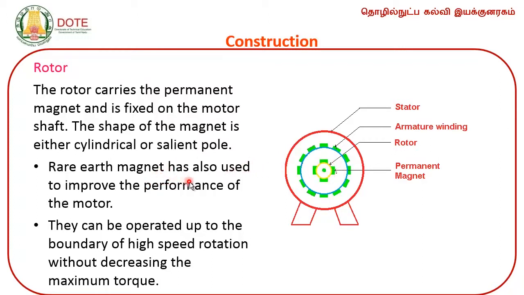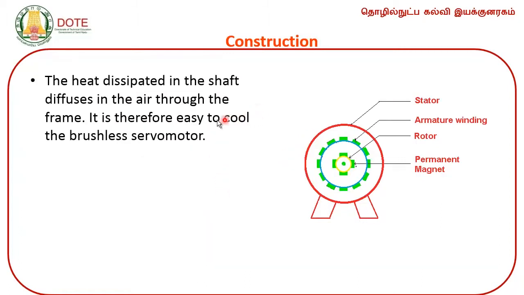Rare earth magnets are also used to improve the performance of the motor. They can be operated up to the boundary of high speed rotation without decreasing the maximum torque. A cylindrical type will give you very good speed rotation. The heat dissipated in the shaft diffuses into the air through the frame because it has gaps in between. A salient pole is a projected one which has gaps in between, so the air heat dissipation is very good because of the free flow of air. It is therefore easy to cool the brushless servo motor.